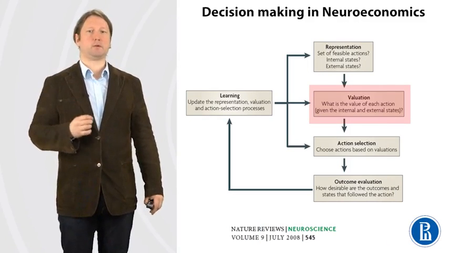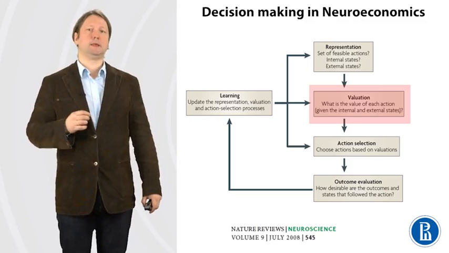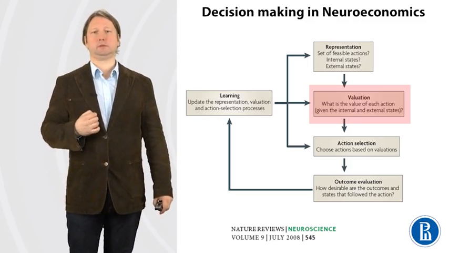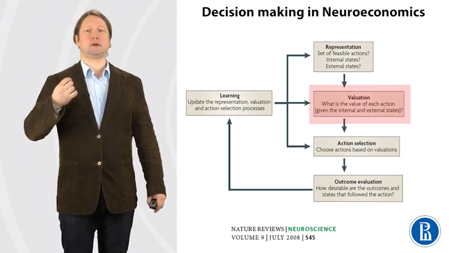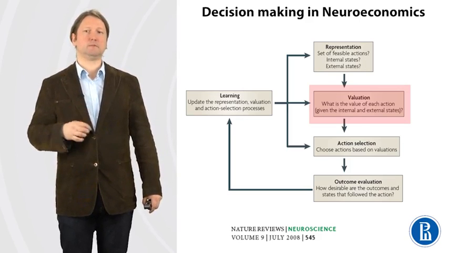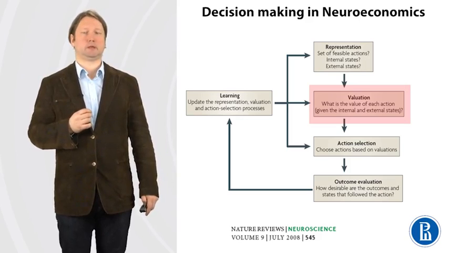First, the brain creates a representation of the problem. Next, the brain evaluates different options. Next, we select an action and we evaluate the outcome of the action. And finally, we learn based on the outcomes of the actions.